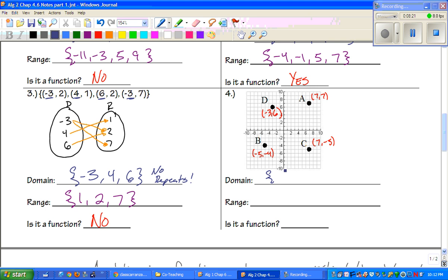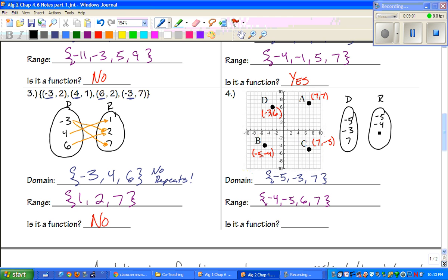Okay, so stating all of the domain is the x's, so -5, -3, and 7. Next, we have to say the ranges, which is the y. So -4, -5, 6, and 7. So let's draw our little circles right here for the domain. -5, -3, and 7. And our range was up.